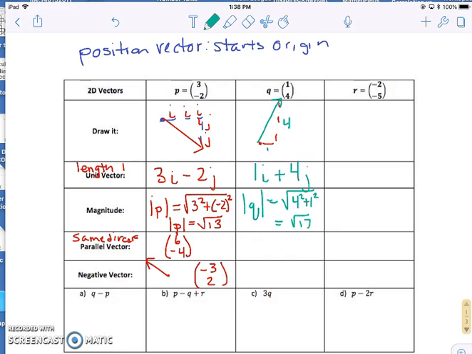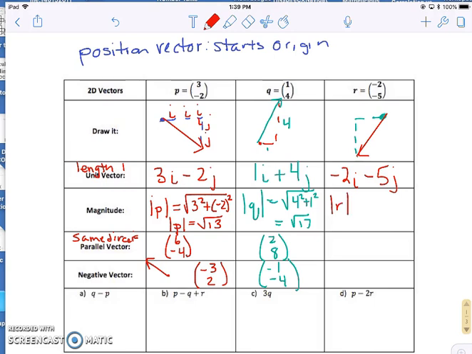One parallel vector, we could multiply both of those by 3 or 4, it doesn't matter what the number would be, so 2, 8 would be one that's parallel. And negative, we'd have to go backwards 1 and down 4. And then our last one, we have negative 2 and negative 5. So that would be negative 2i minus 5j.